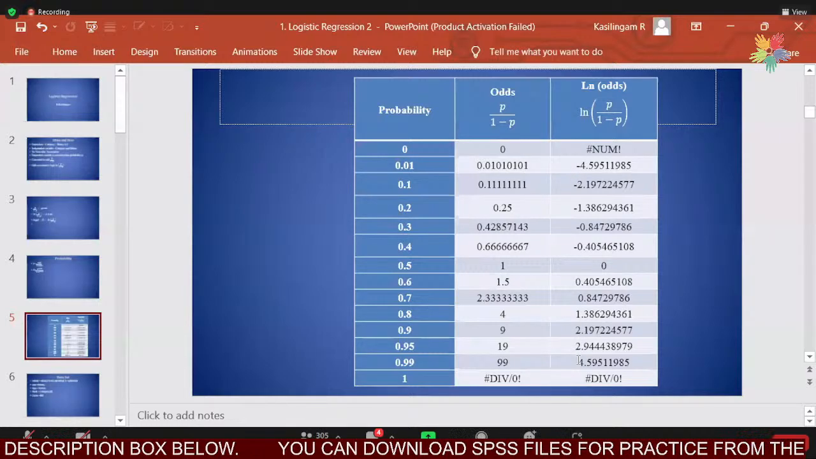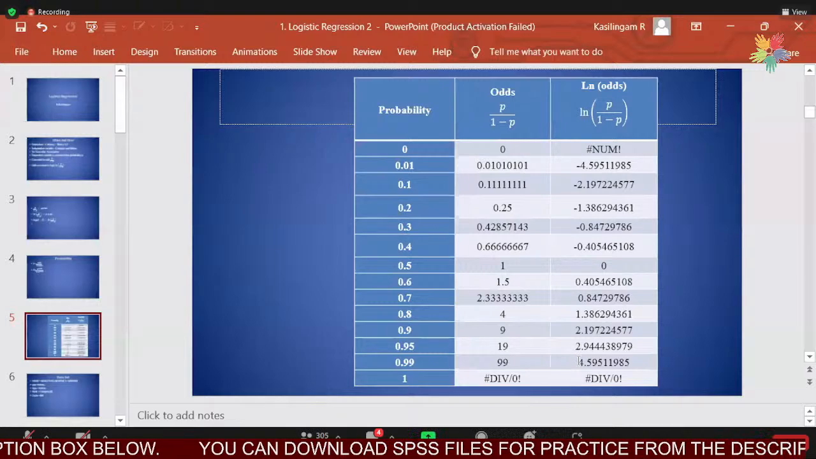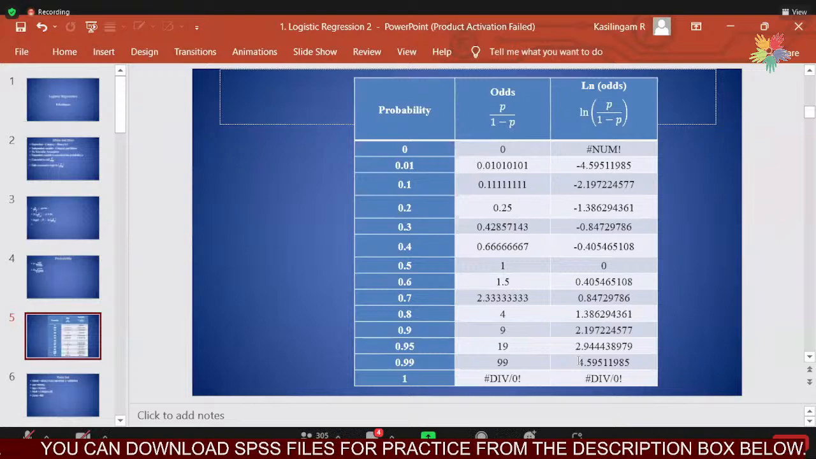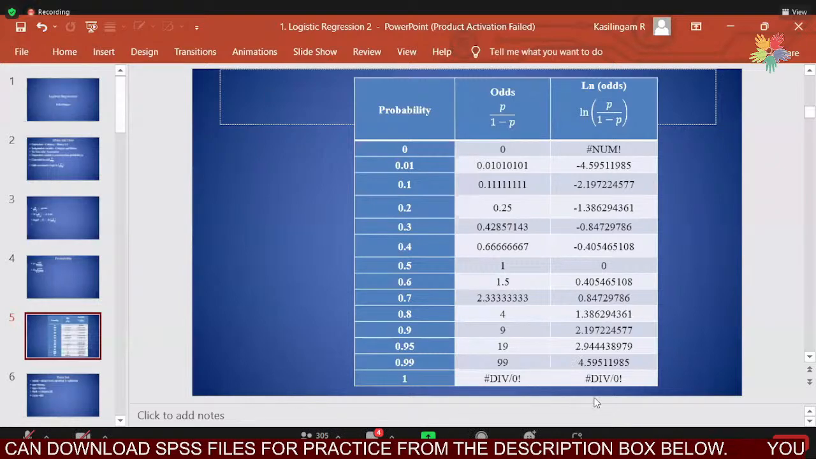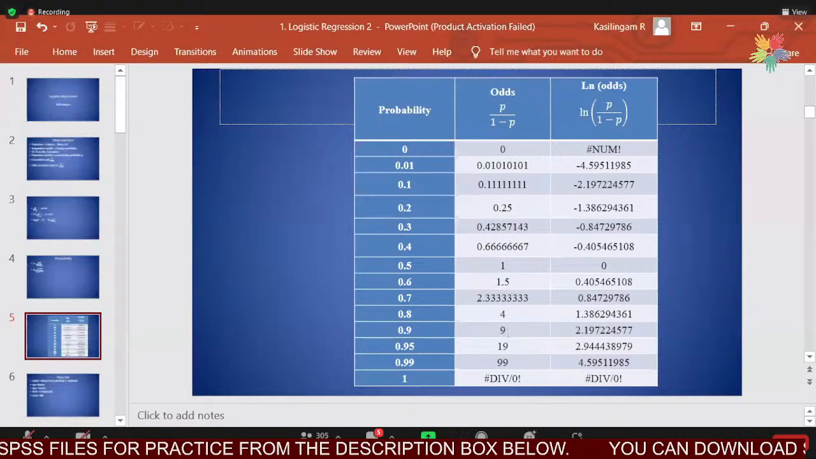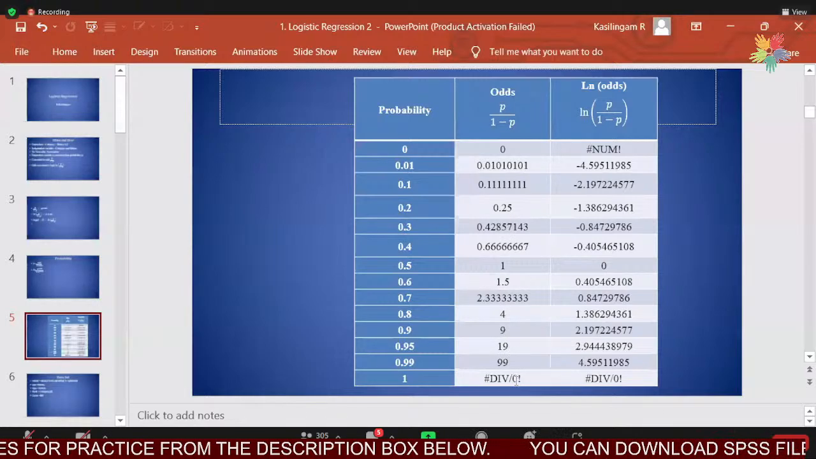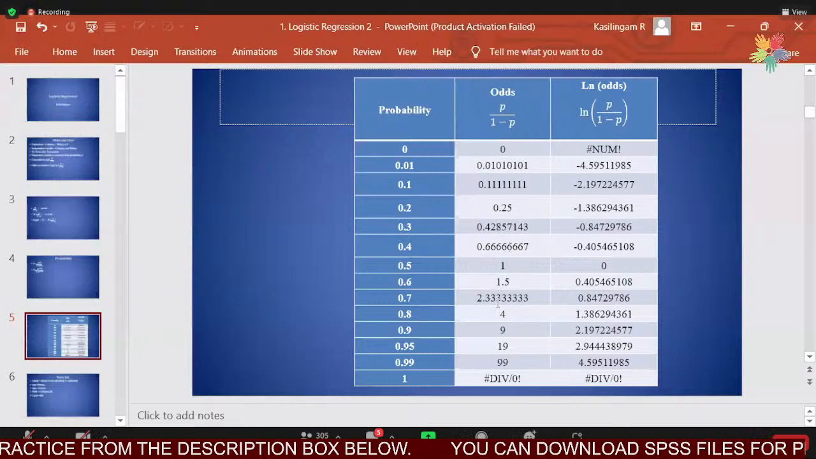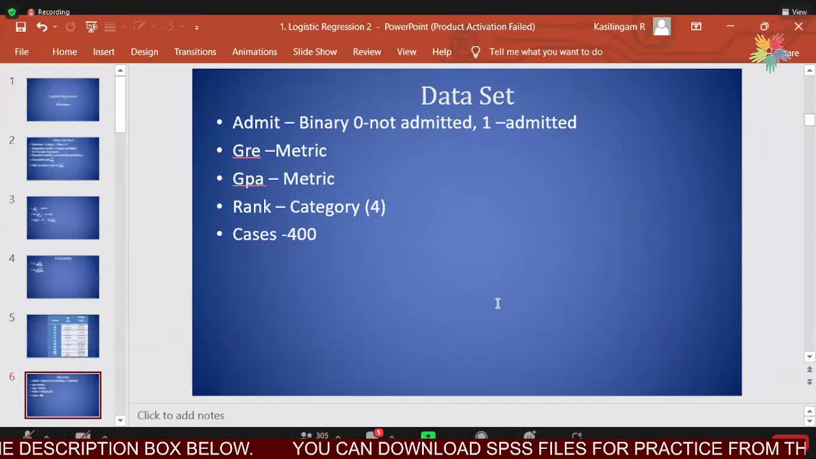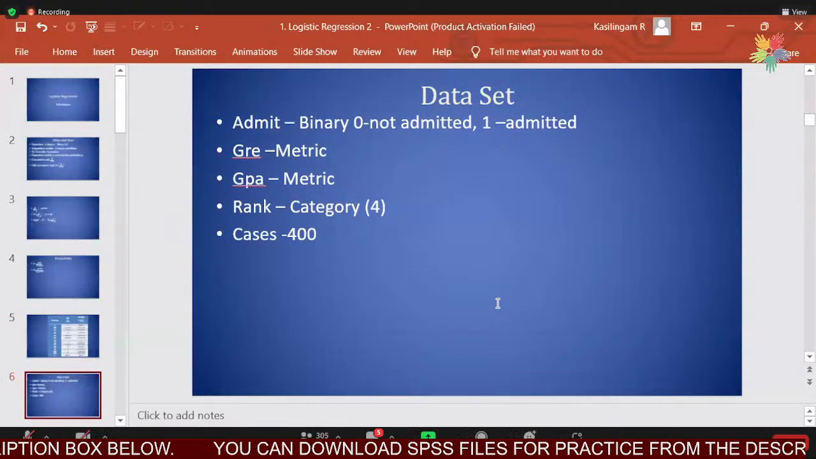Which means it is going this way. So when it will increase and when it will decrease, we can easily find out. So it is slowly moving. Now see here, if you use odds alone, 9, 99, like that it goes. So that is why we are going for a logit. So now we will take the data set.